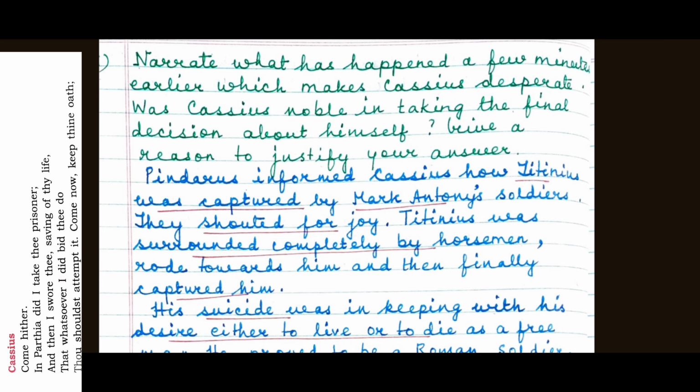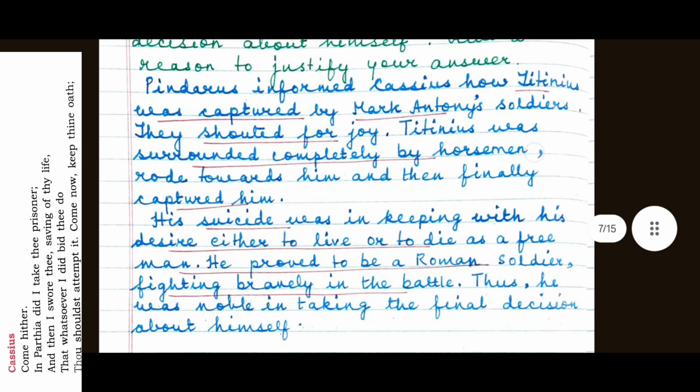Was Cassius noble in taking the final decision about himself? Give one reason to justify your answer. His suicide was in keeping with his desire either to live or to die as a free man. He proved to be a Roman soldier fighting bravely in the battle. Thus, he was noble in taking the final decision about himself.